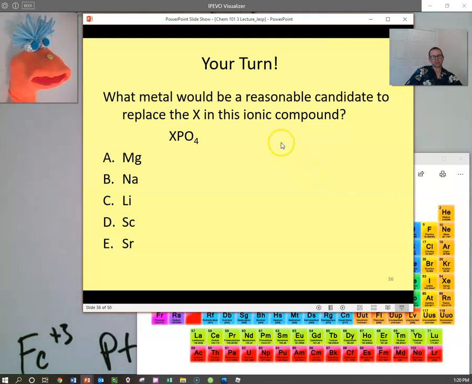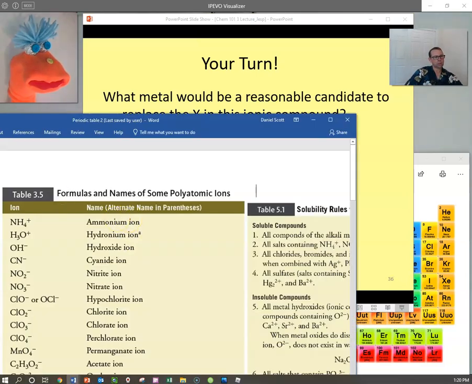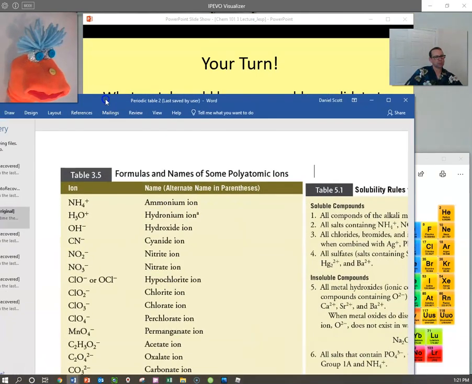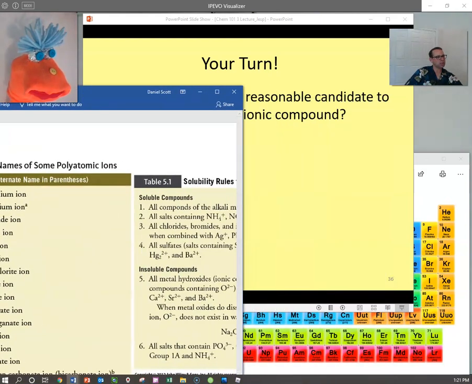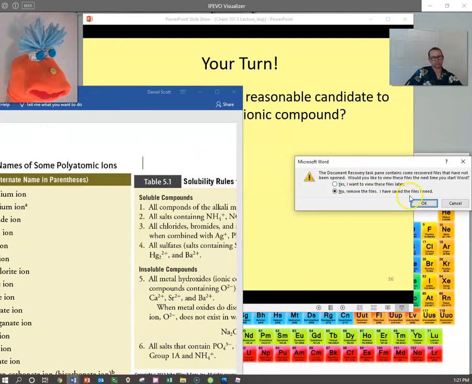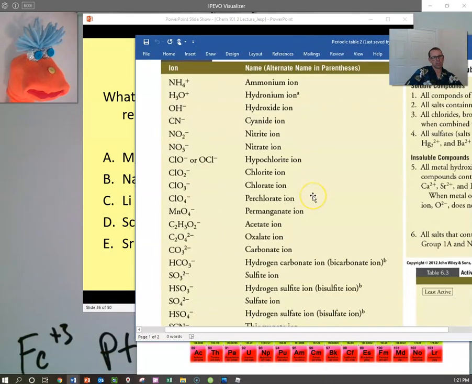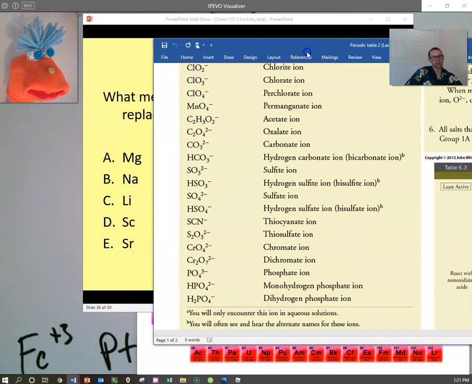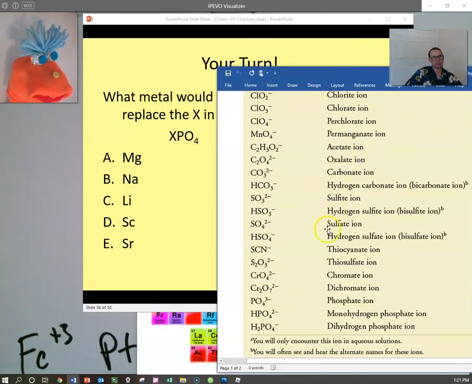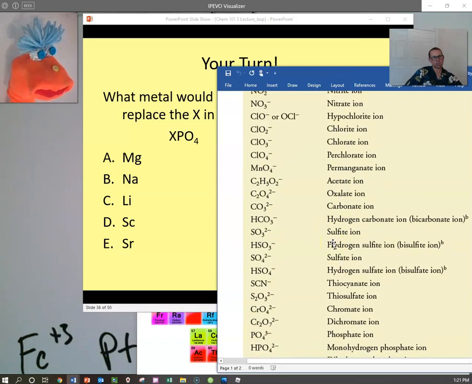All right. So what metal would be a reasonable candidate to replace the X in this XPO4 compound? If this is an ionic compound, let's see if we can use our polyatomic ion table here. The polyatomic ion table is on the back of your periodic table, right? And here it is. Can you find on there the PO4 ion, what its name is and what charge it has?